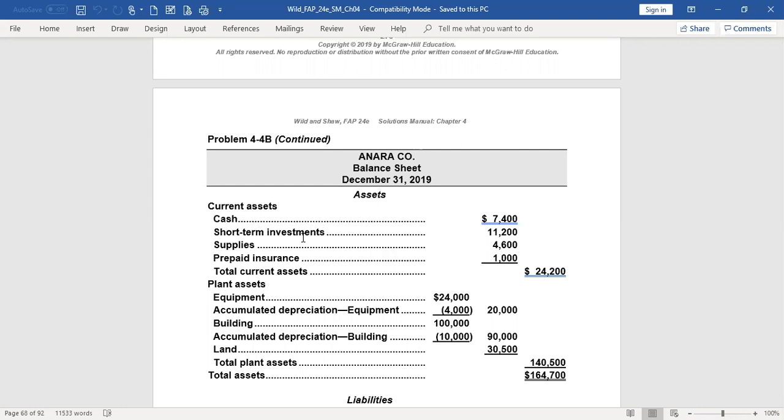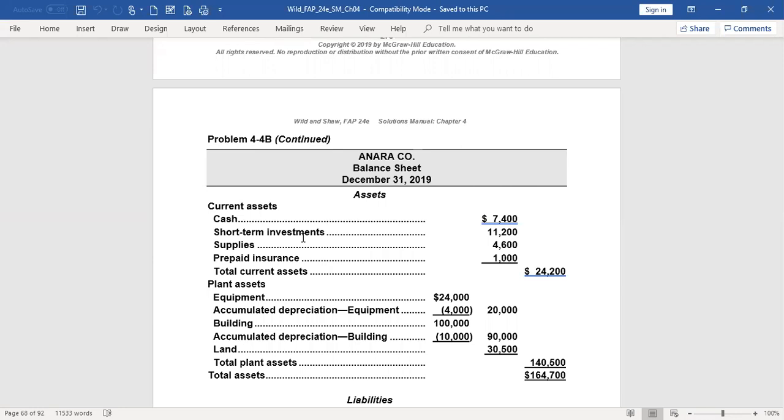So we're going to list each asset that will be used up, sold, or converted into cash first in our current asset section. Cash is always first. If you have short-term investments, they should be second. Then accounts receivable. This company doesn't have accounts receivable for whatever reason. So then we'll list the supplies and prepaid insurance.